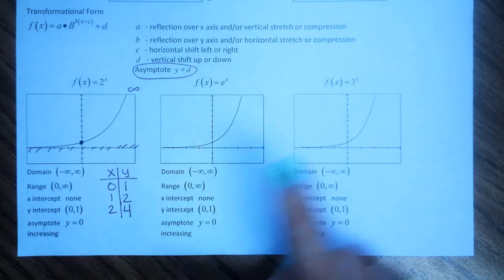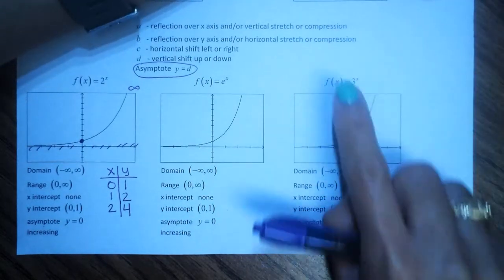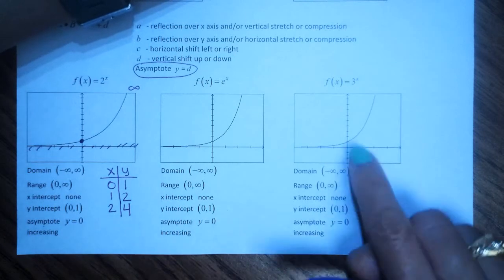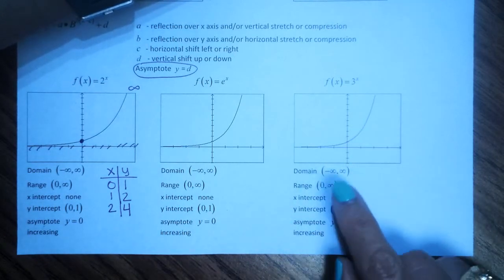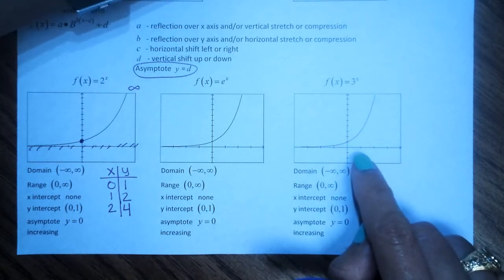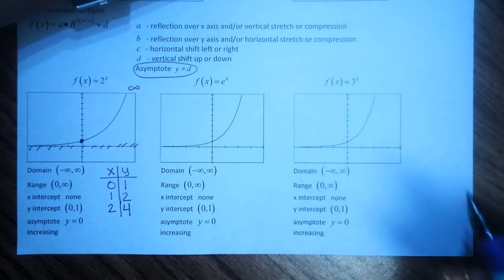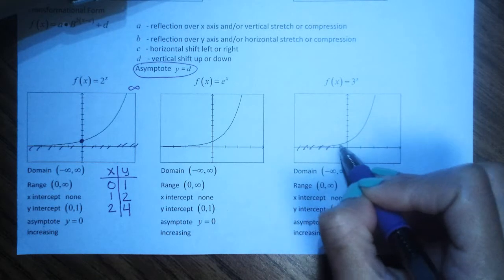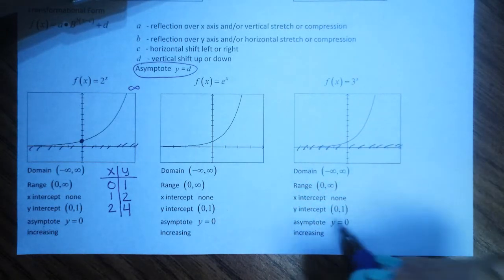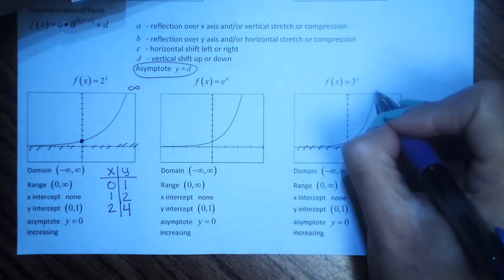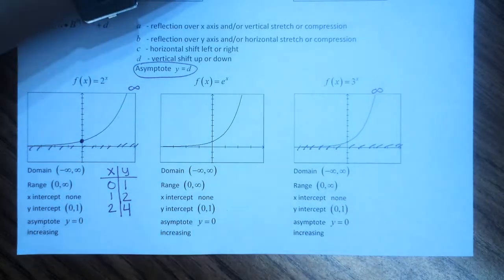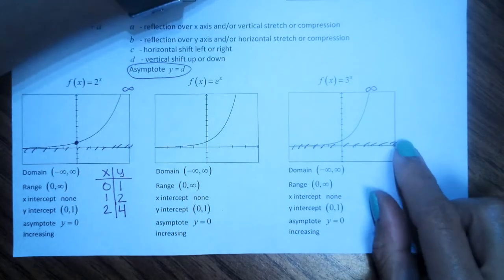Let's skip e to the x and let's do 3 to the x next. 3 to the x, the info is all the same. The domain is all real numbers because it's always all real numbers for exponential graphs. The range is 0 to infinity because the asymptote is still y equals 0. Everything else is the same. It's still increasing because the graph is going towards positive infinity as x increases.